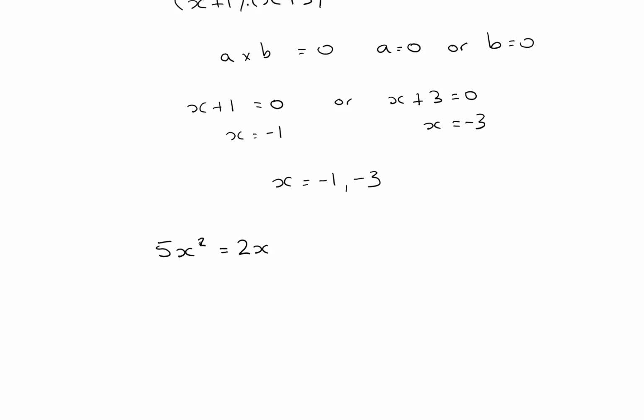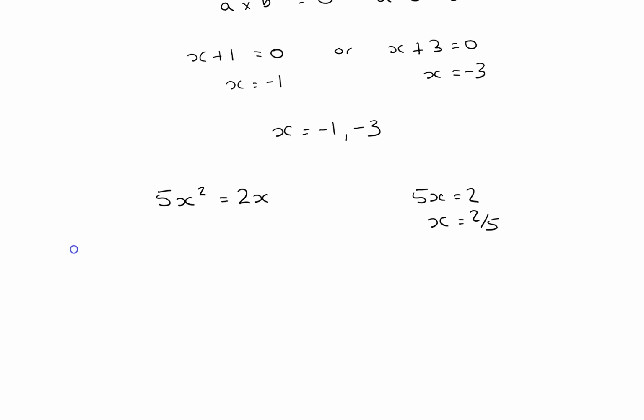You're looking at that and thinking, well, hang on, we can divide both sides by x, and that will leave us with 5x equals 2 and x equals 2 over 5. Now, that has given us only one solution. The flaw in dividing by an x, the problem, is you will lose one of your solutions. So what you must do is put all your terms onto the left-hand side.